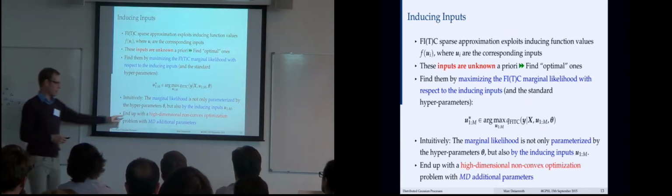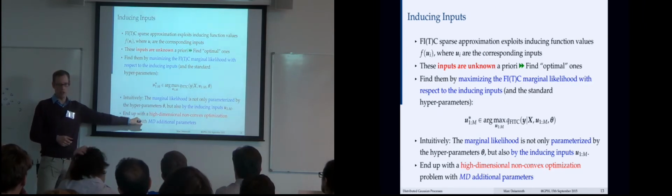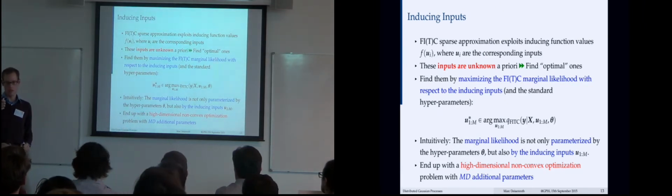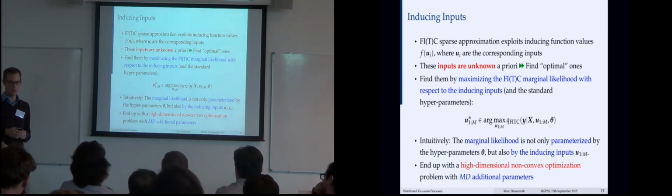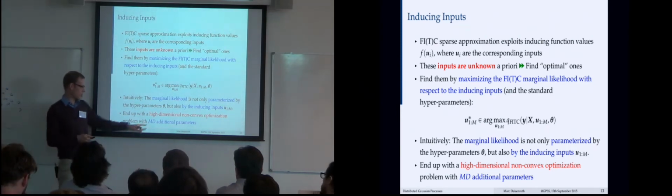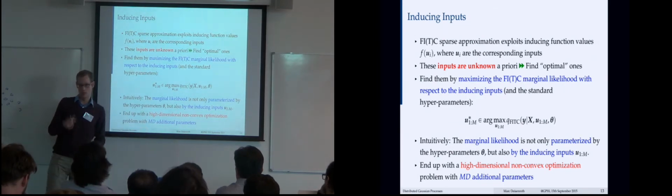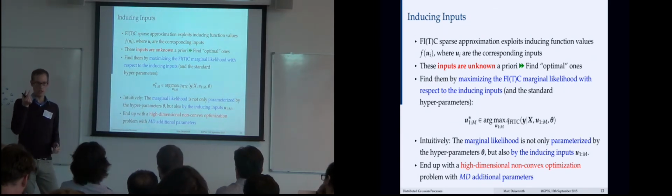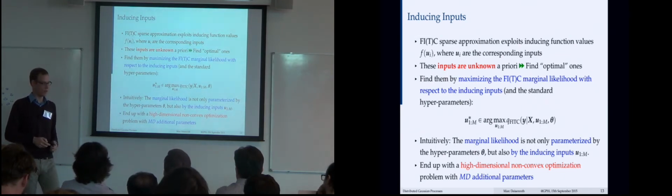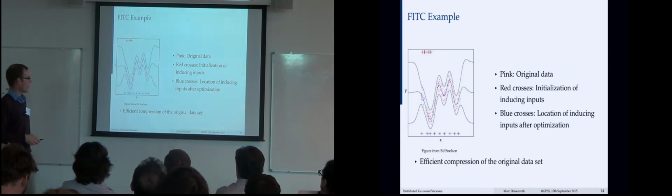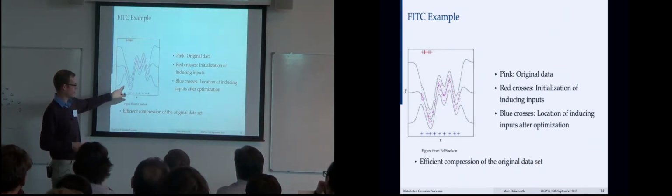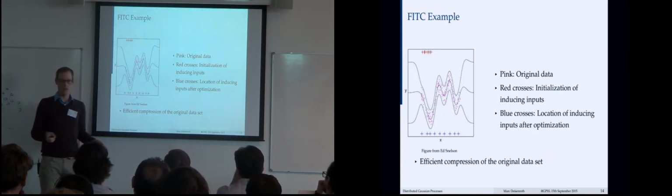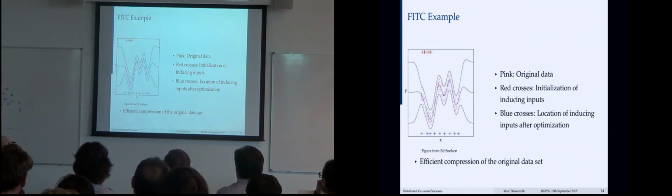You then end up with a relatively high-dimensional non-convex optimization problem, because instead of optimizing d hyperparameters for d dimensions, you optimize an additional m times d parameters to optimize the locations of these inducing variables. So that can be quite complicated. And there's an example from a paper that I just copied from Ed Snelson's paper, and the approximation works really nicely. It's good.